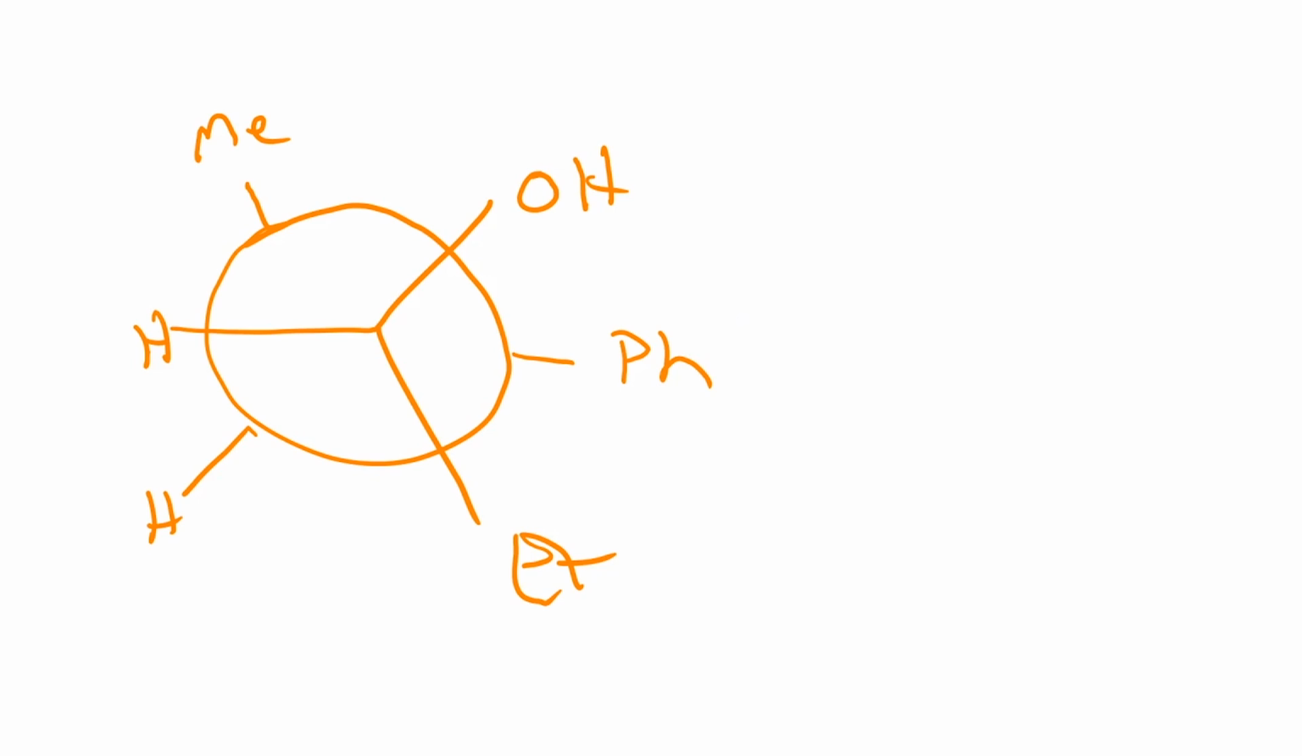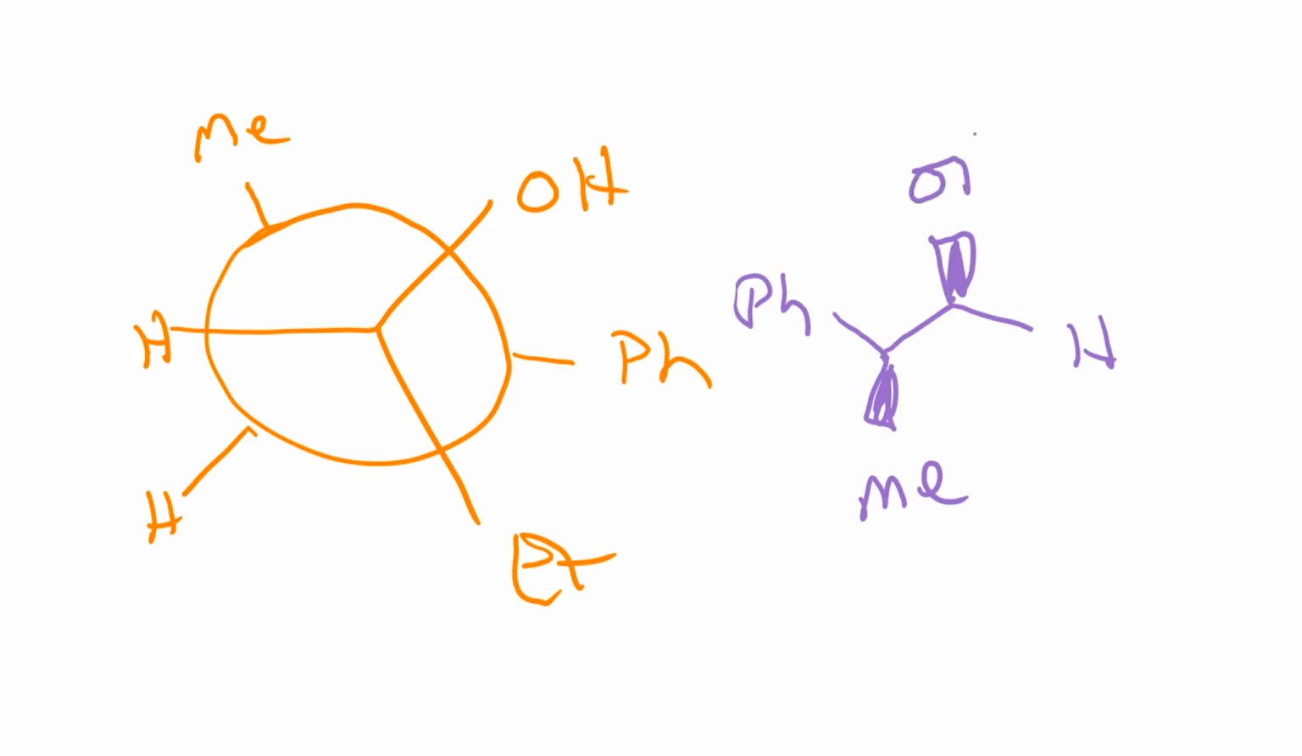Okay, so the way we would redraw this is that we would keep the phenyl ring in the back. Now if the phenyl ring is in the back, then the methyl is coming towards me and the hydrogen is going into the plane of the board. And then you have the hydroxyl group over here, and the ethyl group is going to be in the back. So this is the conformation or the product that we would expect.